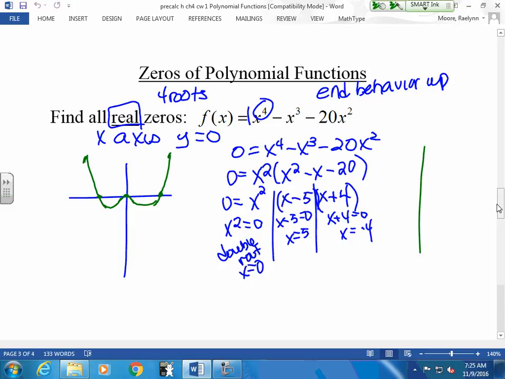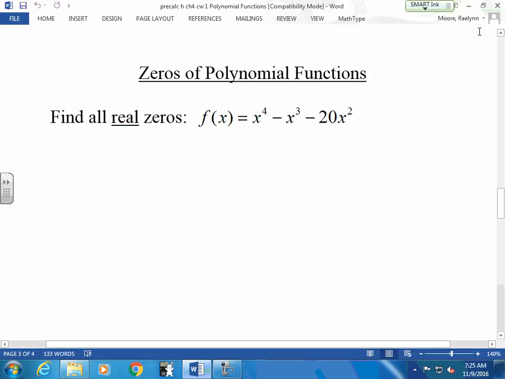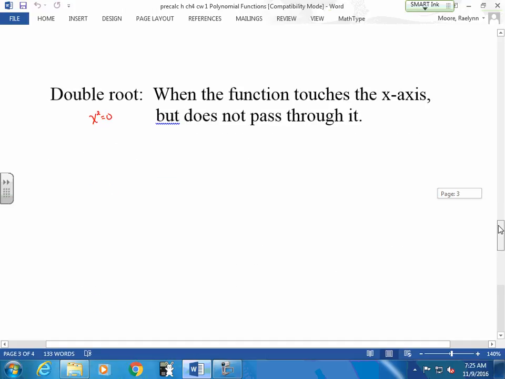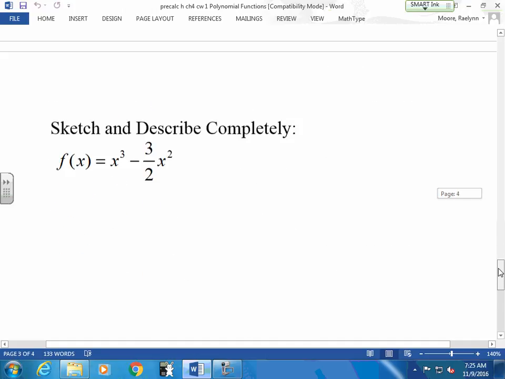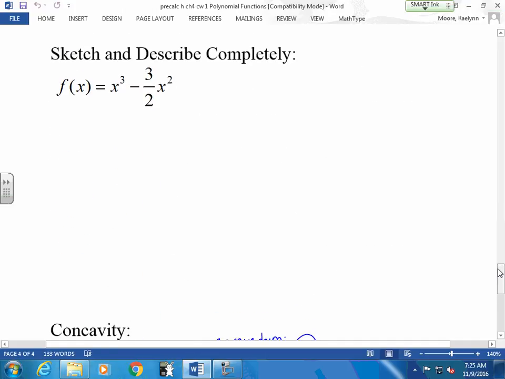If this was at negative 4 and this was at positive 4, and my ends went up here, and I'm going to bounce off, then I would expect these somewhere to have the same exact dip in them, because it would be symmetric across your y-axis. Okay? So these are kind of little subtle things that we look for. We can find your roots, and we always find your intercepts algebraically, and we know what a double root looks like. So now we're going to sketch and describe this thing, and we're going to talk a little bit about concavity after this. First, tell me this.